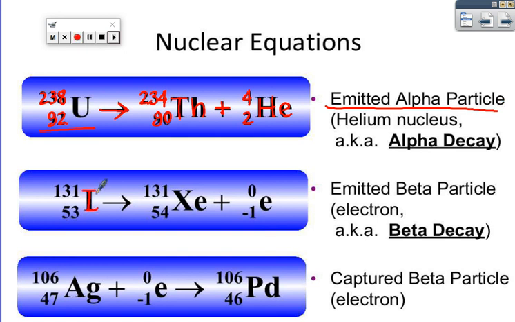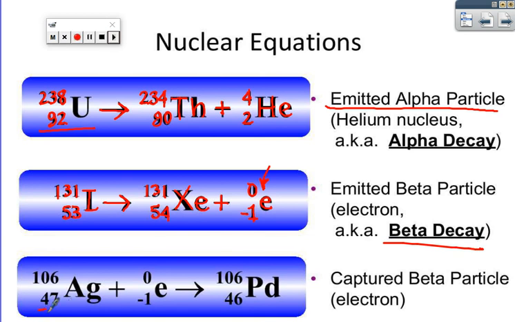So you start off with iodine, and its atomic mass is 131, its atomic number is 53, and it is turning into xenon with an atomic mass of 131, an atomic number of 54. So you have an electron being lost. When you lose an electron, if you see anything resulting in a loss of an electron, this is beta decay. And then the last type is if you actually capture an electron. This is radiation again, but this is not decay, this is buildup.